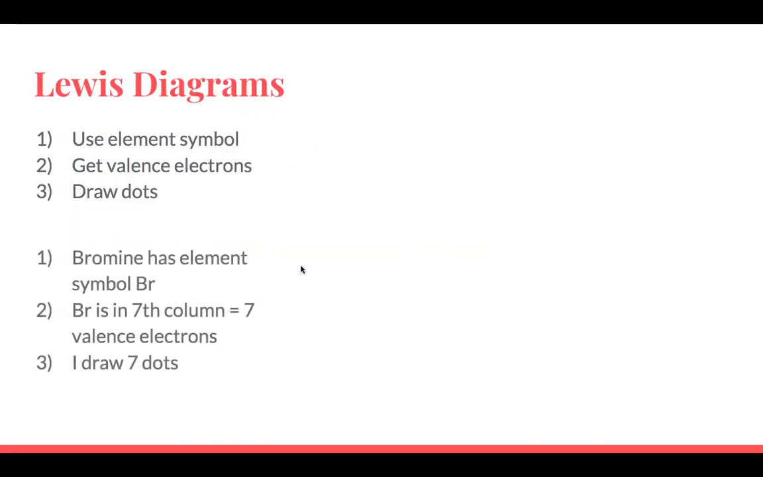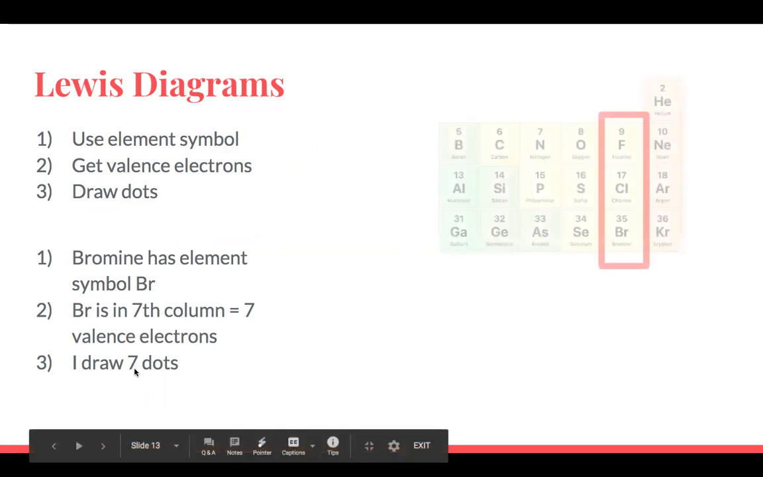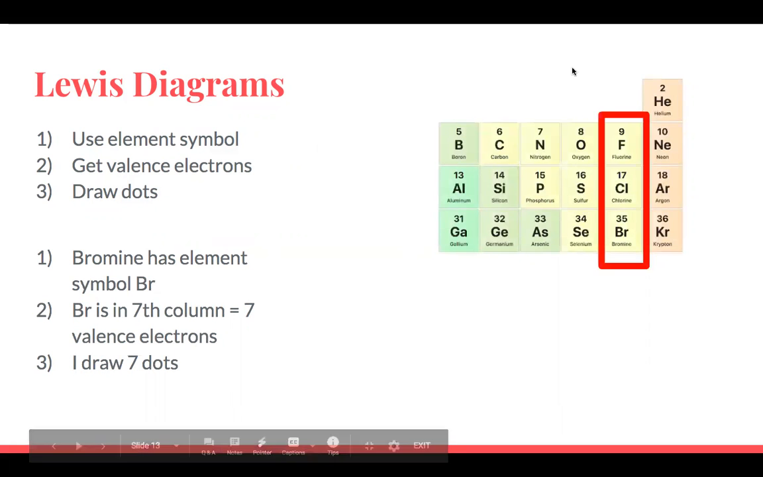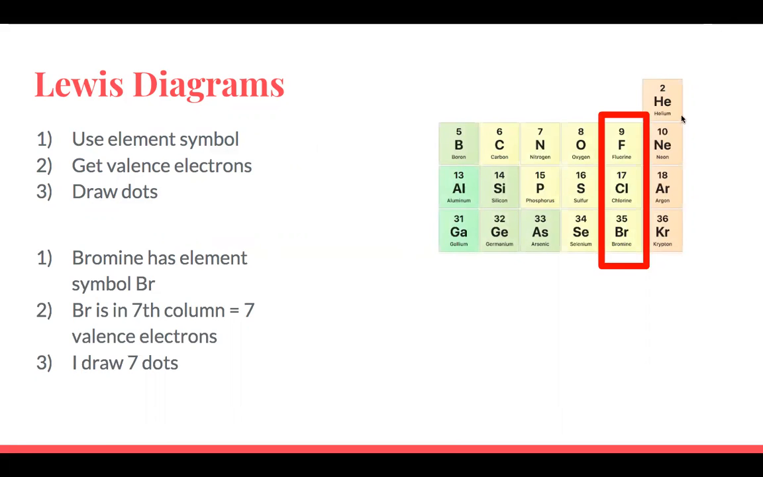Let's do this. We're going to use an example for bromine. Bromine has the symbol Br. Br is in the 7th column, therefore it has 7 valence electrons. I draw 7 dots. So here is my periodic table. I know that the one all the way on the right-hand side of the table has 8. So I go 1 over. That means all of these have 7.